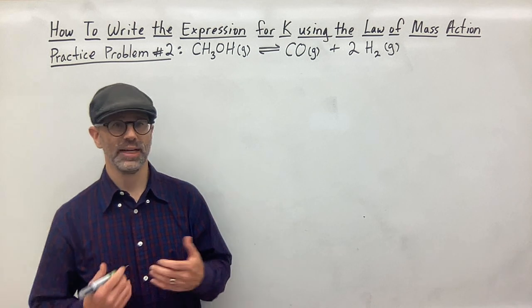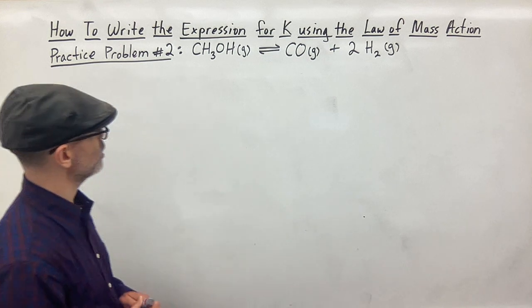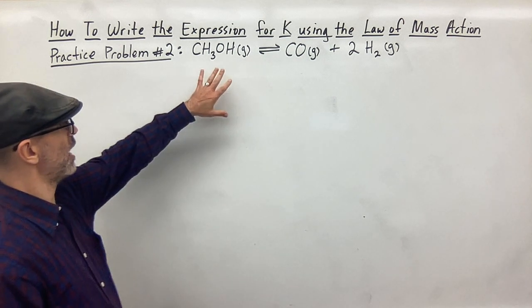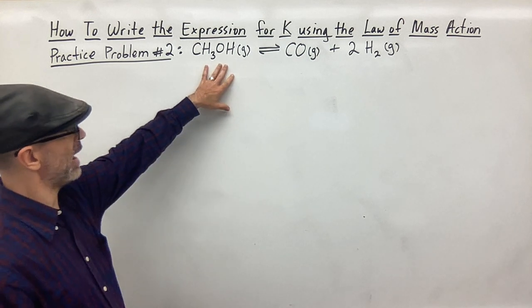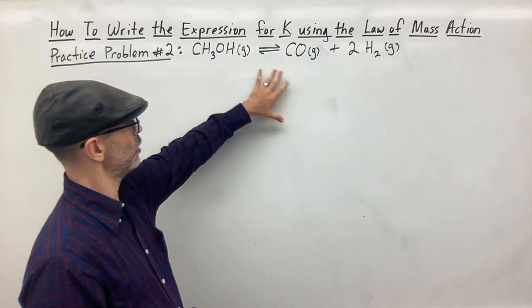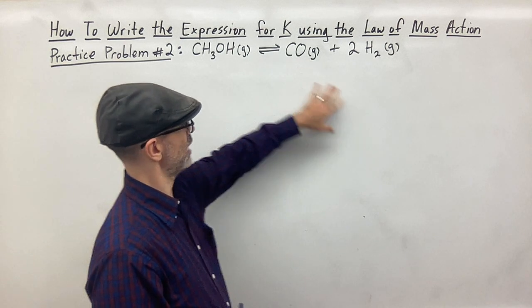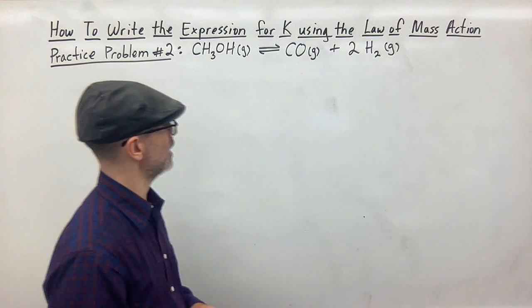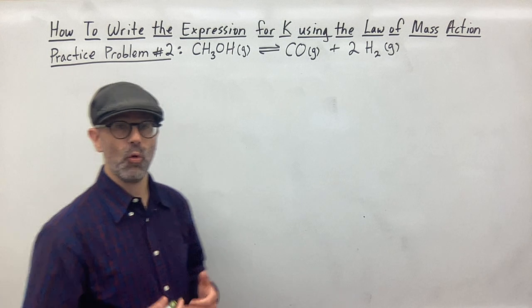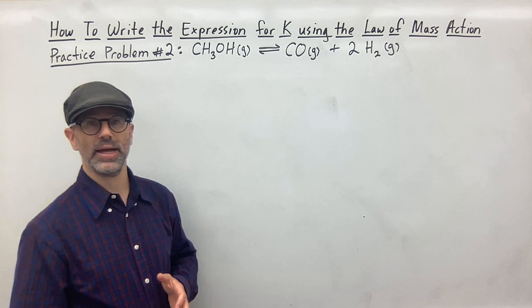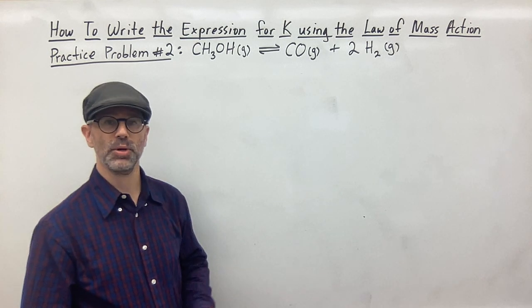And so let's get into this. So here we have this equation here. We have methanol gas that's going to be in equilibrium with carbon monoxide gas and hydrogen gas. And so for this reaction, we're going to write the expression for its equilibrium constant.